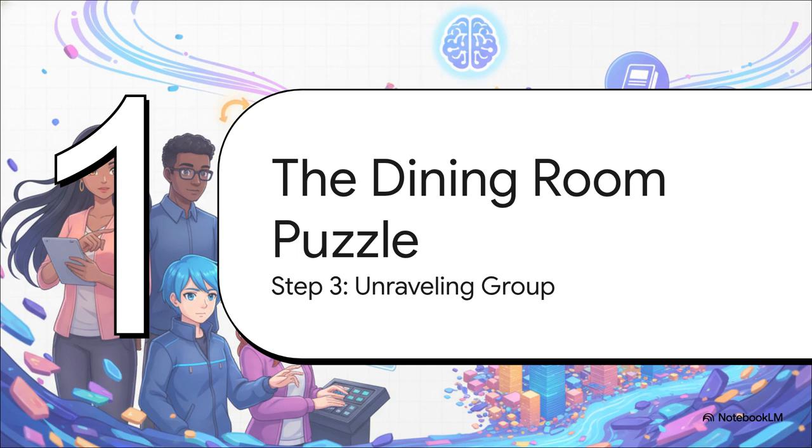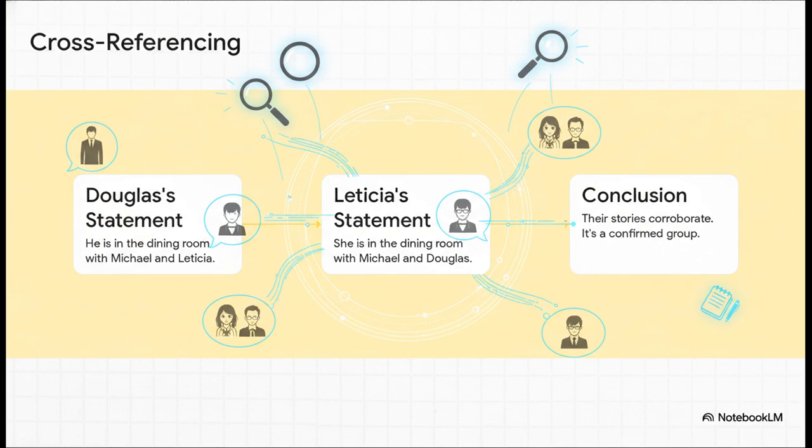We've got 3 people in one place. Are they actually a group? And if they are, how in the world are they all connected? And here's how we crack it. We just cross-reference their statements. See, Douglas says he's with Michael and Letitia. Then Letitia says she's with Michael and Douglas. Their stories match up perfectly. That is not a coincidence. That's a confirmed group. Case closed.